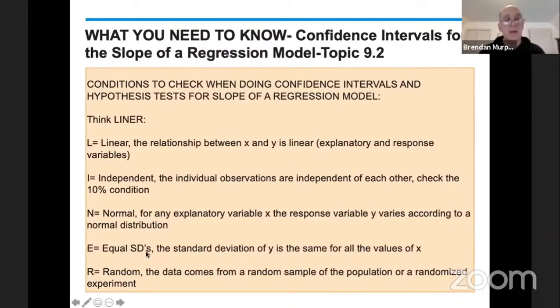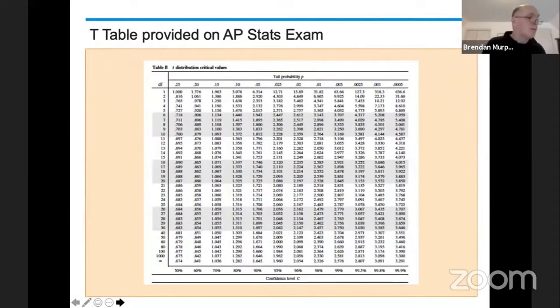The E stands for equal standard deviations. The standard deviation of Y is the same for all the values of X. And here's our R for random again. The data comes from a random sample of our population or a randomized experiment. So when we're doing these problems, confidence intervals and hypothesis tests, we do need to check conditions and list any assumptions. You want to think about this LINER, these 5 things, when you're checking your conditions. And again, if these conditions aren't met, then the results that we get just aren't applicable.